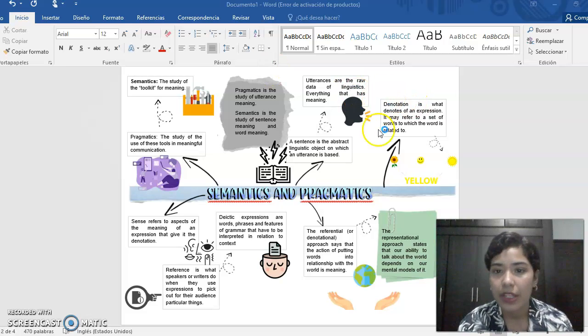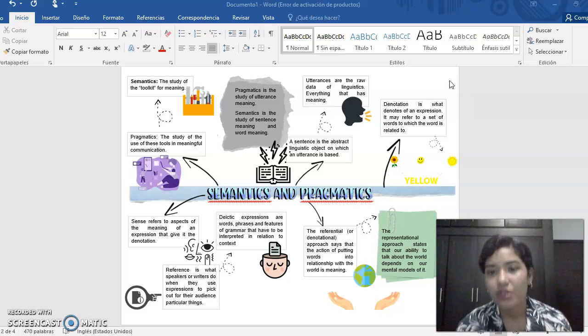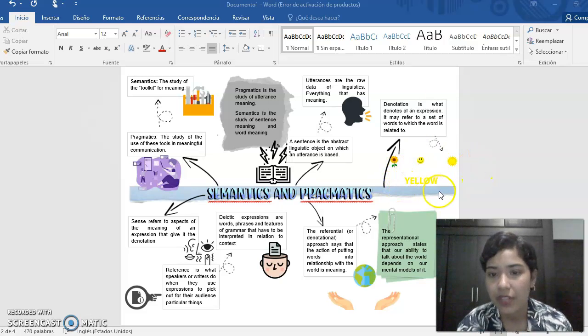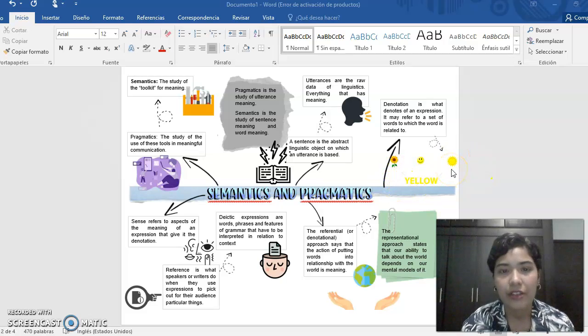Now, if we go over here, we start with denotation. Denotation is what an expression denotes. It may refer to a set of words that we associate with that specific word. Here I have the example of yellow. If we think of yellow, we think of bright and positive. And some of the things that we associate with it are the sun, maybe sunflowers, and also happy feelings.